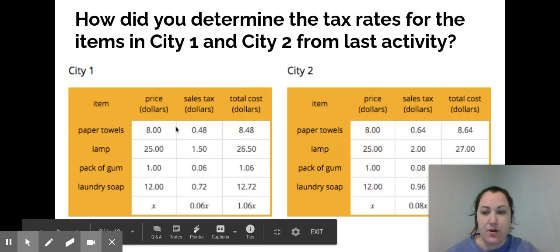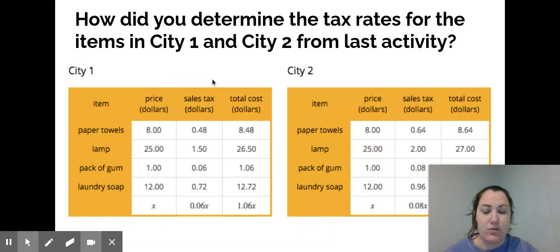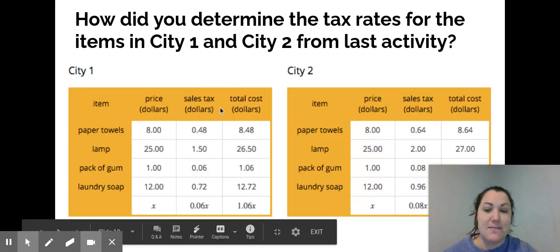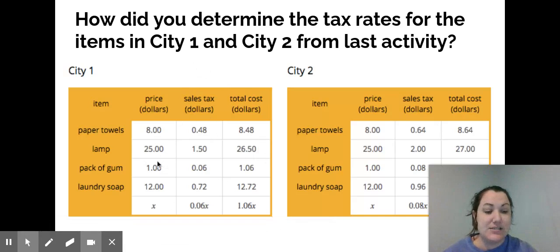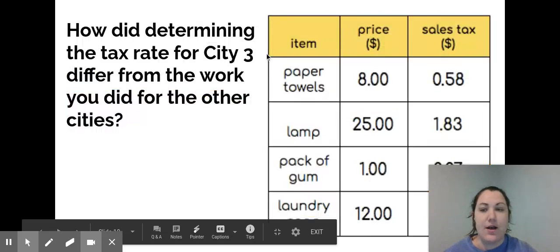If you remember, for the first one, for example, we did $8 equals 100%, 48 cents equals question mark. And then we went through and solved it. We did 100 divided by 8, took that number, which was 12 and a half, times 0.48, and we ended up getting 6 for this first one. That means that the sales tax rate for this one was 6%. Okay. And we did the same thing over here as well.